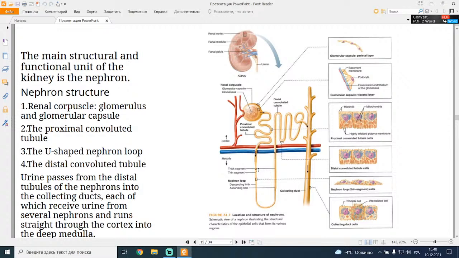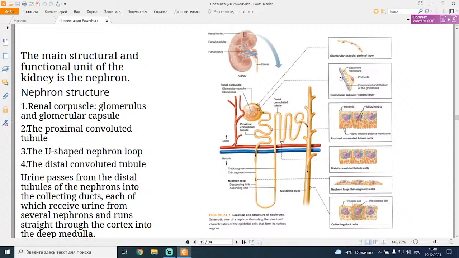The U-shaped nephron loop. Next, the distal convoluted tubulus. Urine passes from the distal tubulus of the nephrons into the collecting duct, each of which receives urine from several nephrons and runs straight through the cortex into the deep medulla.